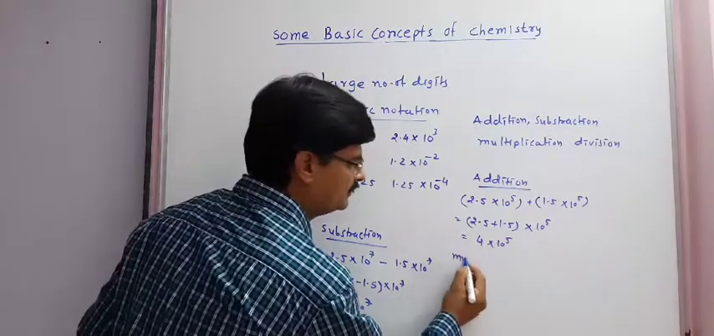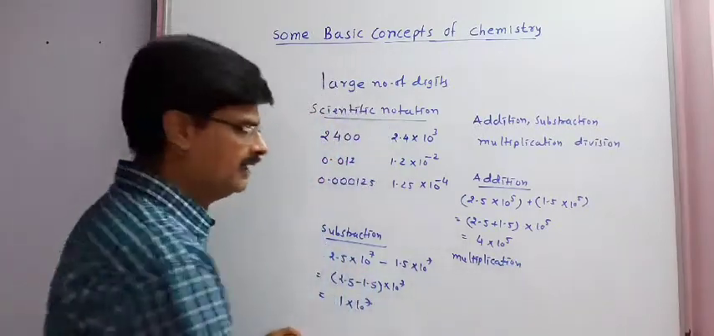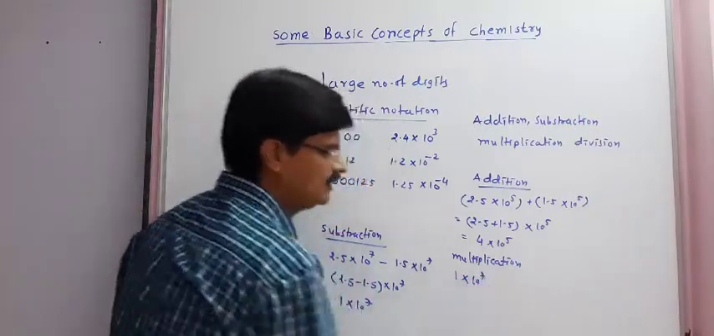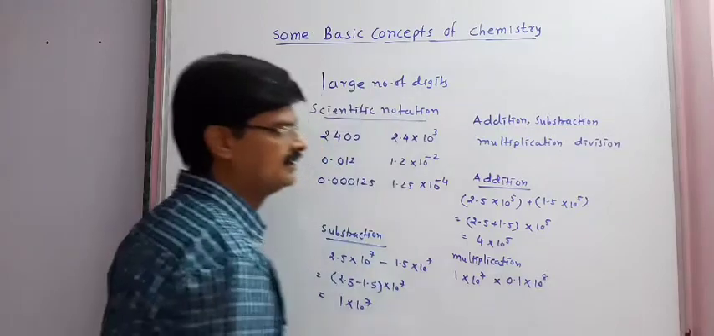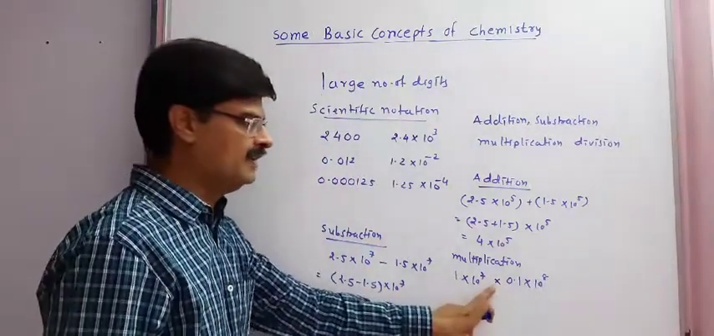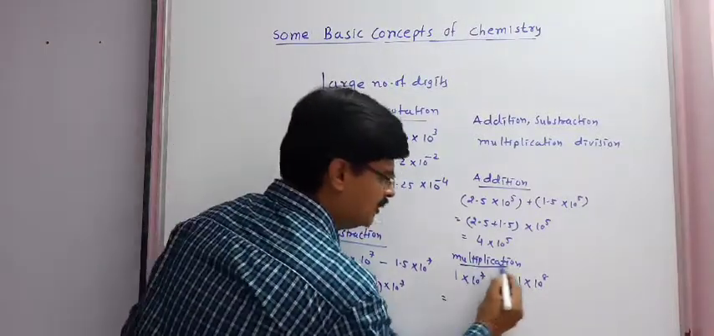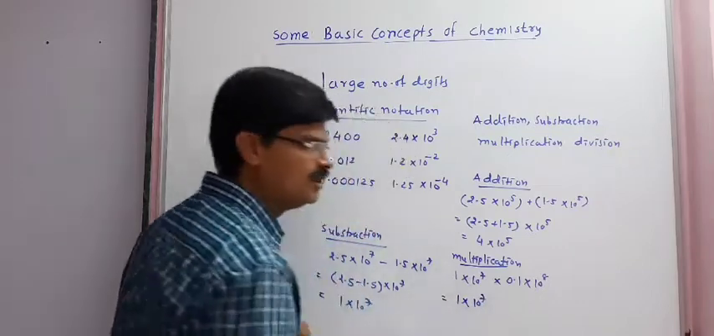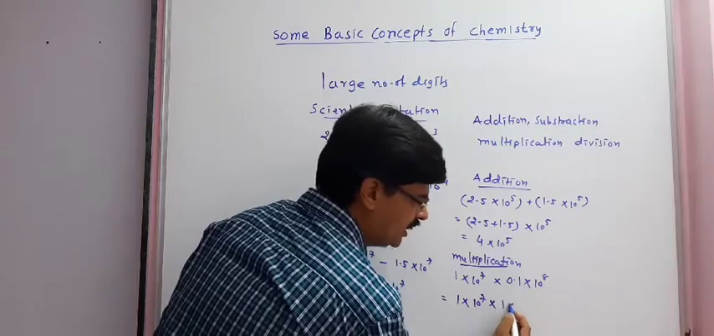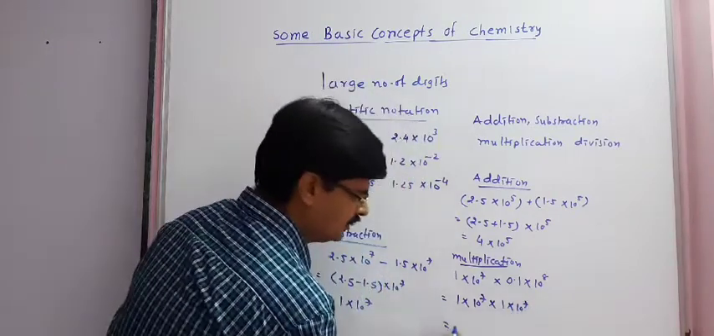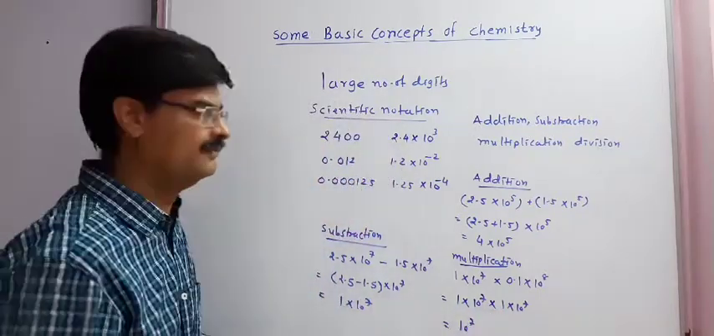Same way, multiplication. If we have 1 into 10 raised to 7 and 0.1 into 10 raised to 8, then this can be simply multiplied. 1 into 10 raised to 7, and 0.1 into 10 raised to 8 means 1 into 10 raised to 7 only. So 1 into 1 will be 1. So again our answer will be 10 raised to 7.